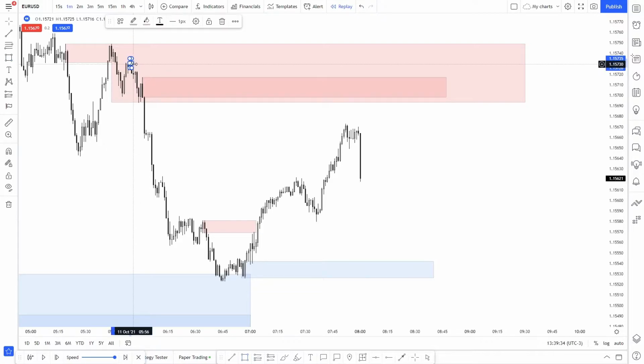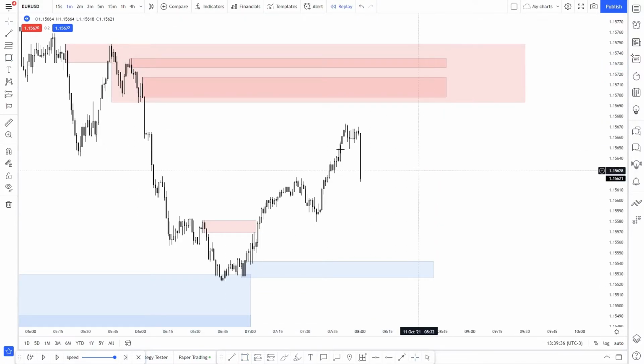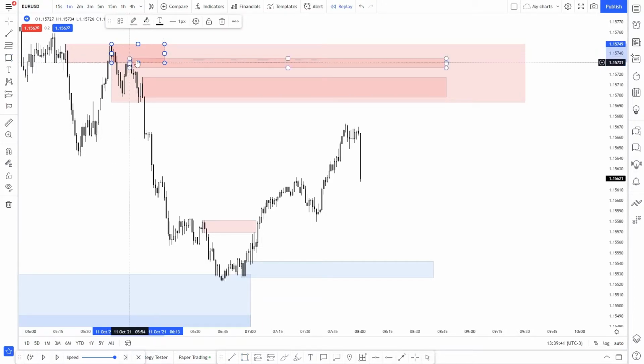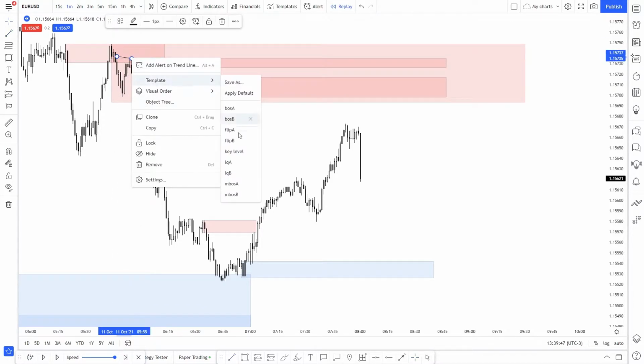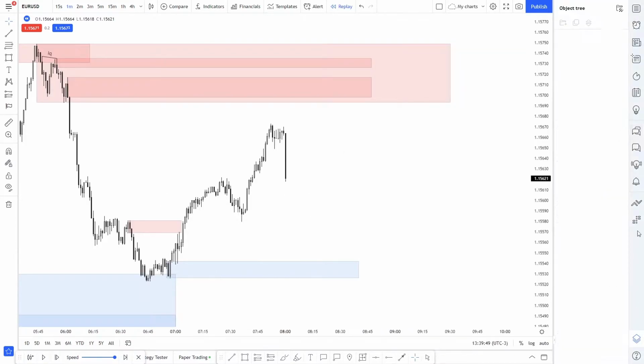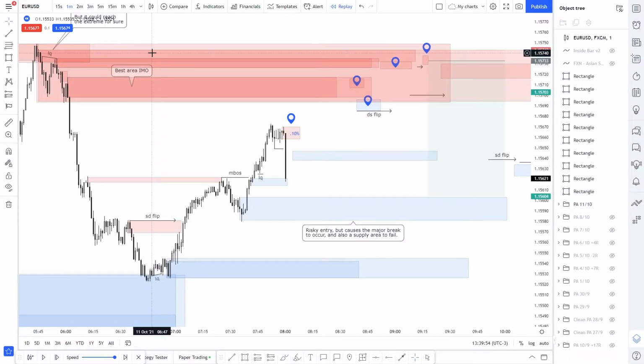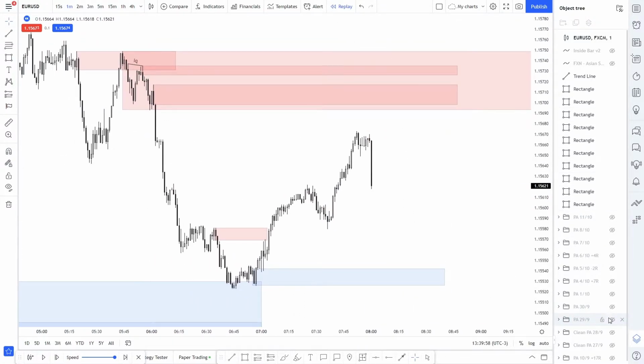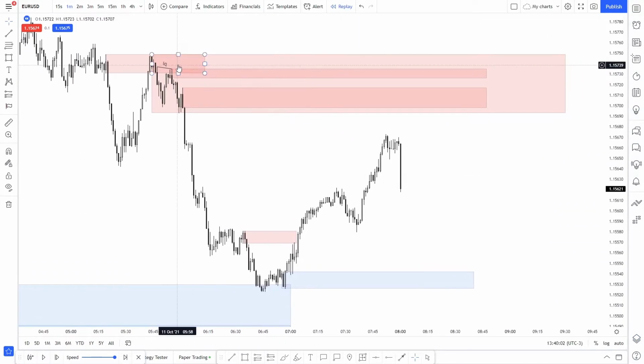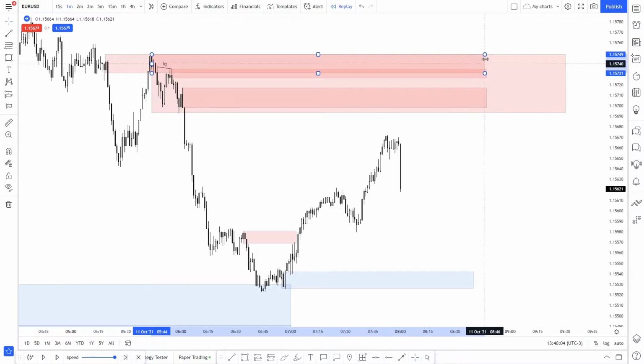This is another strong area that was not mitigated at all, and the extreme will always be a good area. You can see price did mitigate this by a tiny bit, but at the same time I thought, well, this could be considered as liquidity. If I delete one, that's the other one, right? So I consider that as liquidity because they're relatively equal highs. And we thought, you know what, might as well just try.